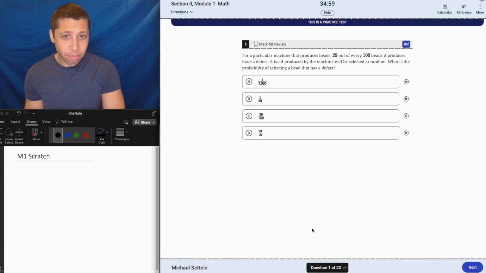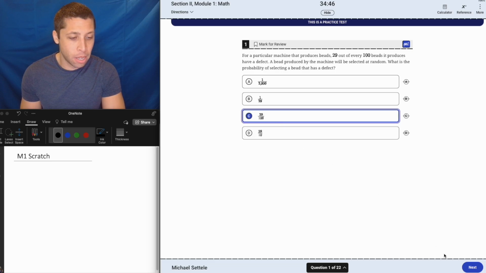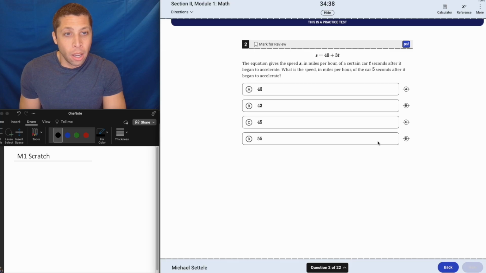Let's get into it. For a particular machine that produces beads, 29 of every 100 beads it produces have a defect. A bead produced by the machine will be selected at random. What is the probability of selecting a bead that has a defect? So 29 out of 100. That's it. Just make sure they're not saying which ones don't have a defect. And they say what has a defect? This one has a defect. Okay, 29 of 100.